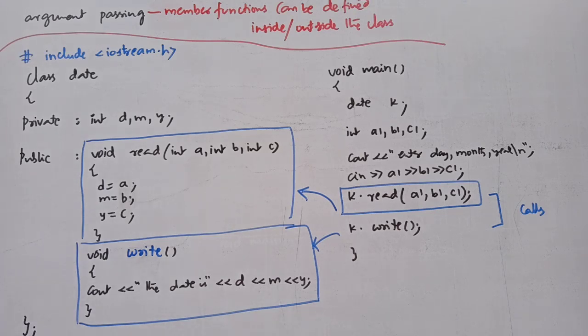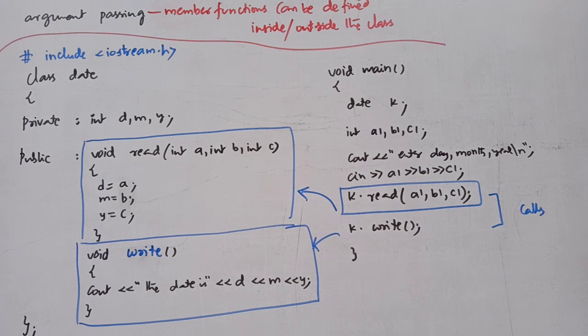Session 5, classes and objects and argument passing. Member functions can be defined inside or outside the class, as we discussed in earlier sessions. Then what is argument passing?